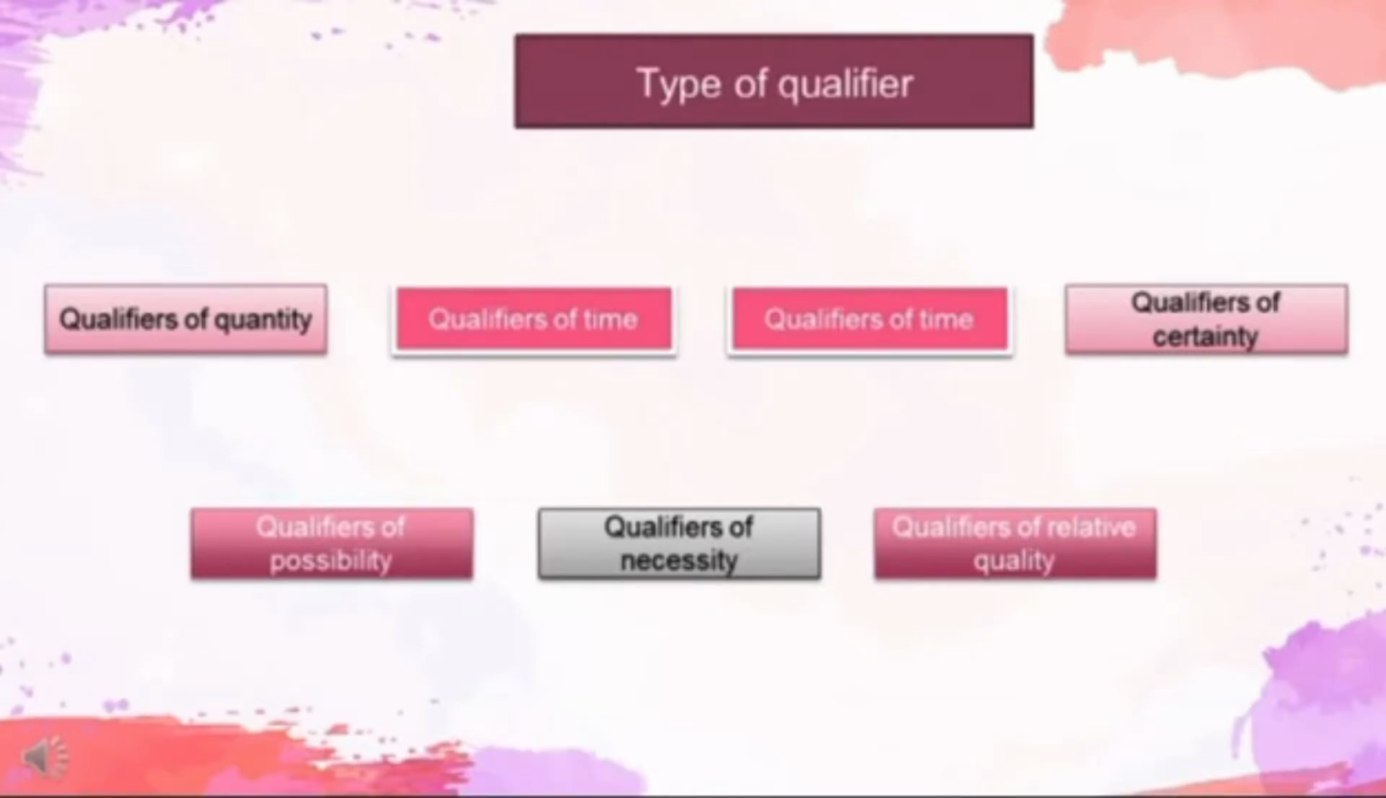Okay, next is qualifiers of possibility. For example, could, may, likely, possible. And the next is qualifiers of necessity. For example, must, should, required, have to, or etc. And the last is qualifiers of relative quality. For example, best, worst, finest, sharpest, or etc.